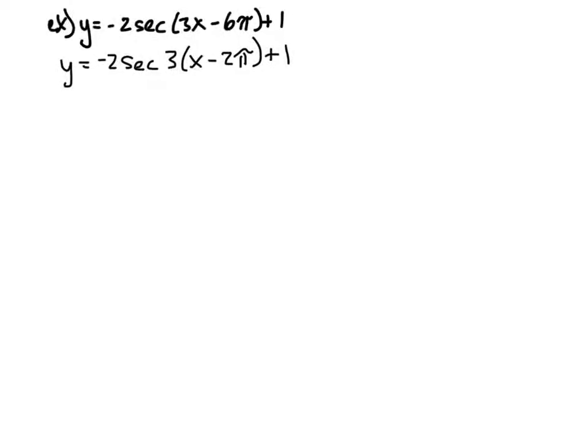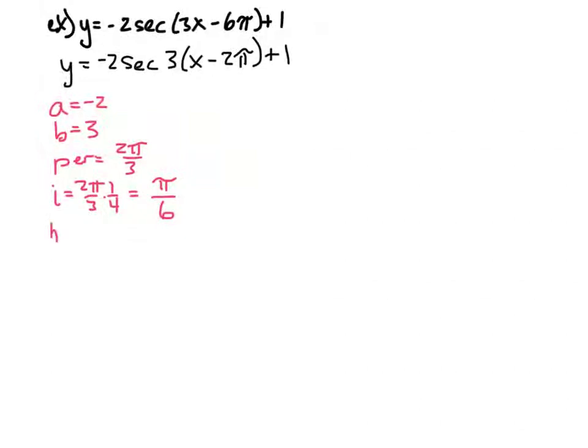Alright, so here the a is negative 2, which will give me an amplitude of 2. The b was 3. Alright, so the period is going to be just 2 pi over b, 2 pi over 3. I find my increment the same way, just 2 pi over 3 times a fourth. So that's pi over 6. The h, we just remember to do the opposite. That's positive 2 pi with a k of 1.